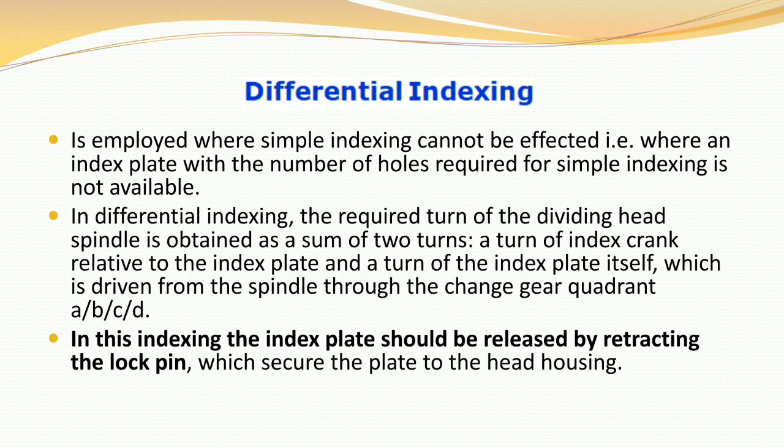Differential indexing is employed where simple indexing cannot be effected, where an index plate with the number of holes required for simple indexing is not available. In differential indexing, the required turn of the dividing head spindle is obtained as a sum of two turns: a turn of the index crank relative to the index plate and a turn of the index plate itself, which is driven from the spindle through the change gear quadrant A, B, C, or D.